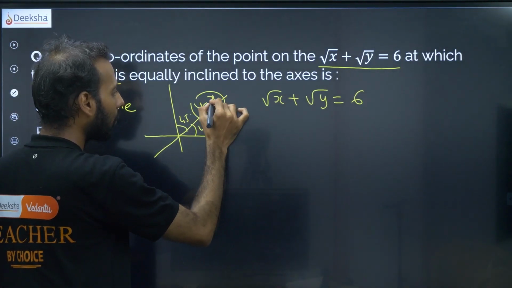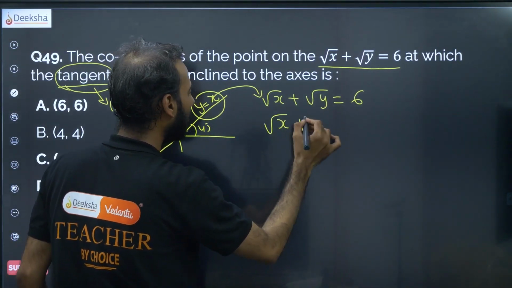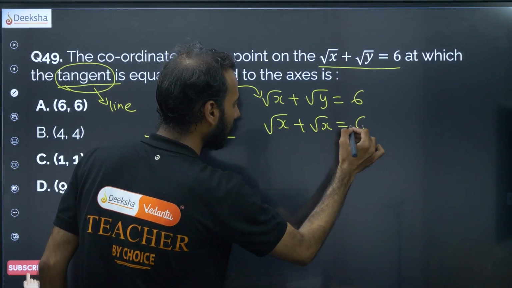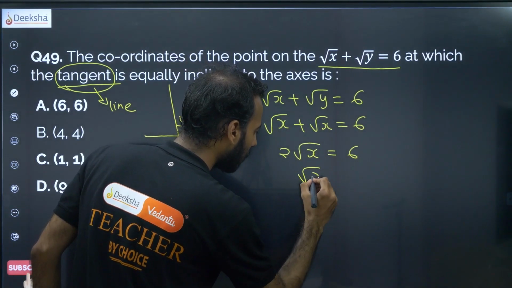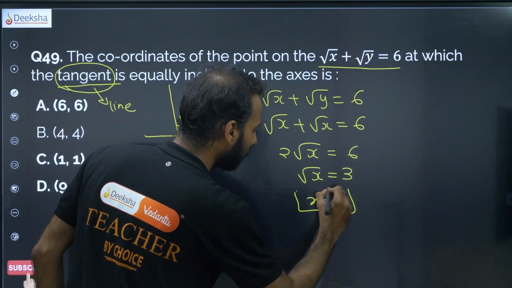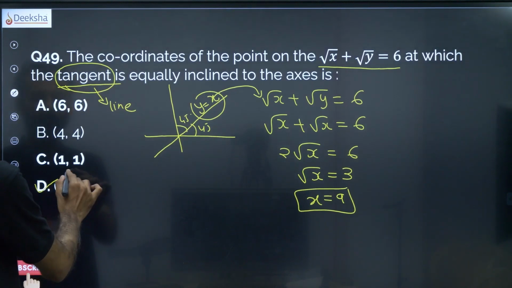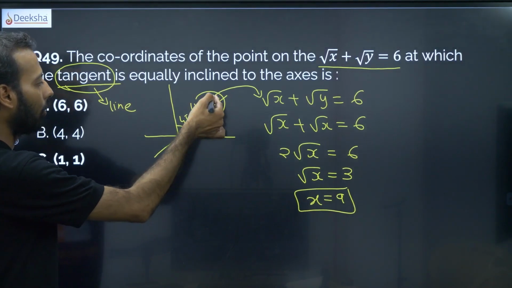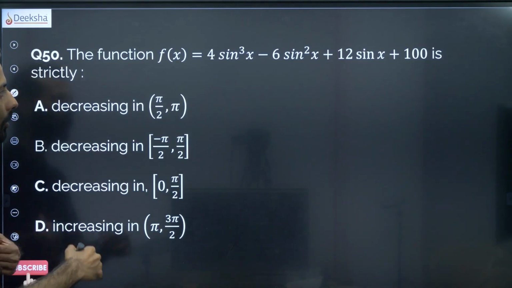If I substitute y is equal to x in root x plus root y is equal to 6, what will happen? Root x plus root x is equal to 6, so 2 root x is equal to 6, root x is equal to 3, x is equal to 9. When x is 9, y has to be 9 because x is equal to y. Moving on to the next question. That was a time-saving question.